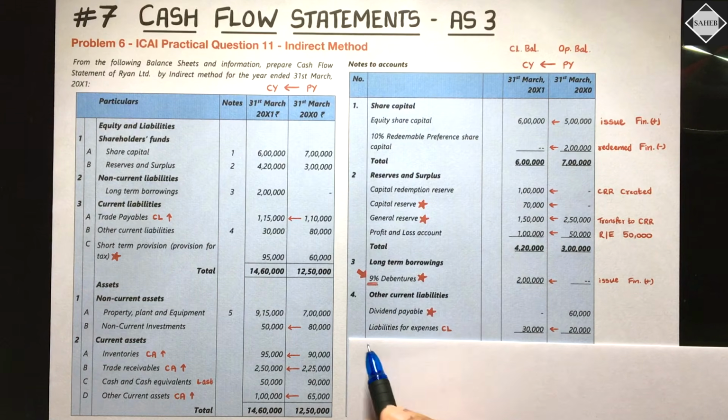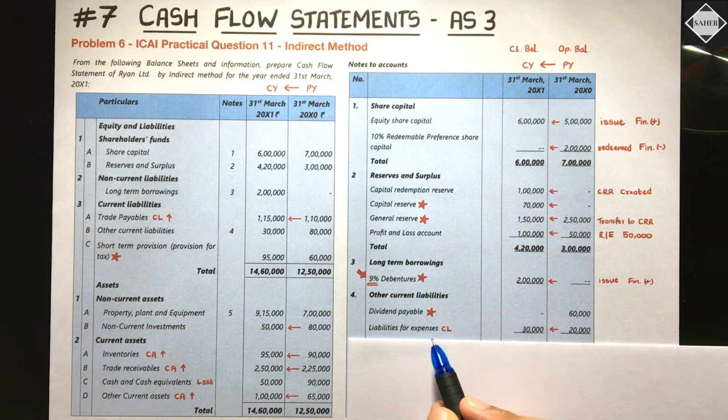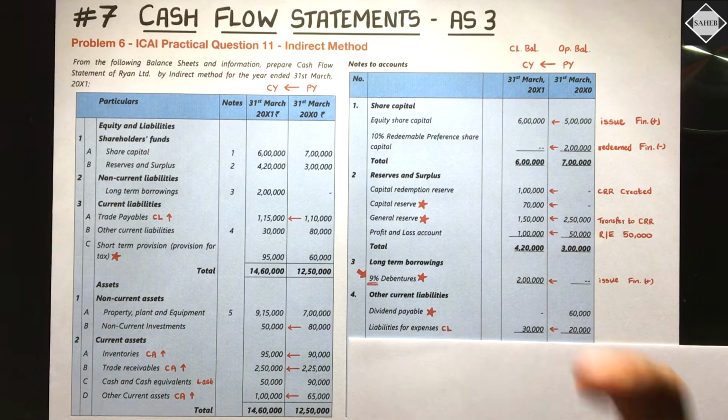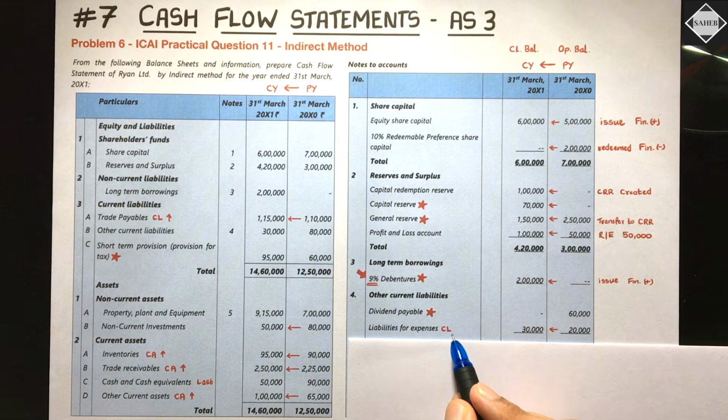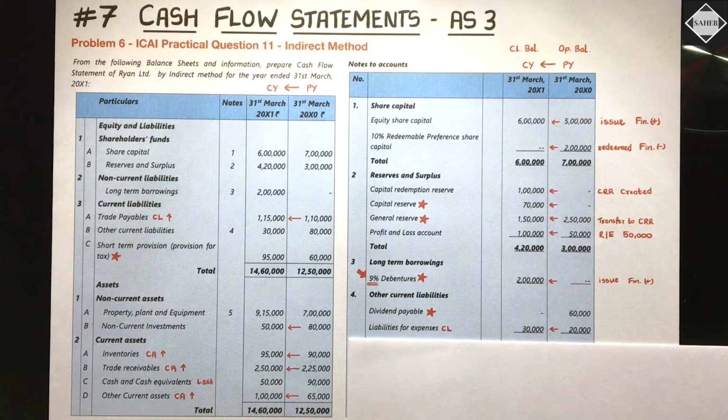See, in other current liabilities, we have liabilities for expenses. So we assume this is an operating current liability and we'll consider it in working capital changes only. What is happening to that? It is increasing by 10,000. So we are going to add this. Okay. Next, what do we have?